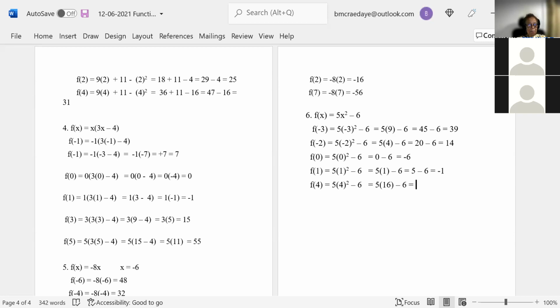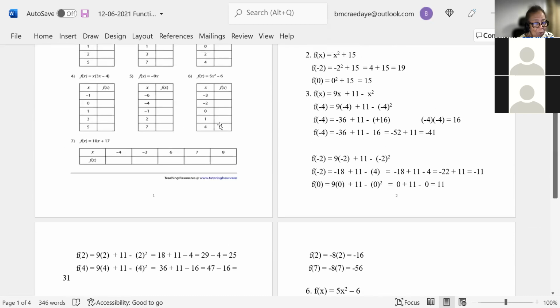5 times 10 plus 5 times 6? 80, that's right. So 80. What's 80 minus 6? 80 minus 6 is 74. That's it. So that's the output for the last one in that table. So you put in the table, when it's a 4, it's 74. Okay. Questions?